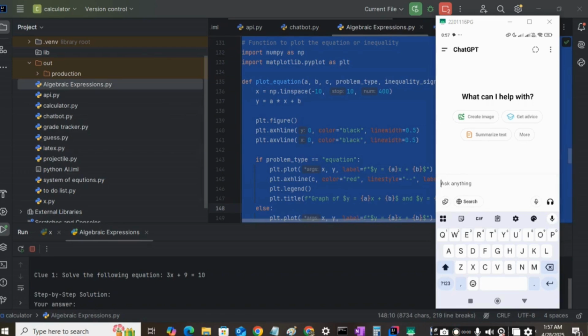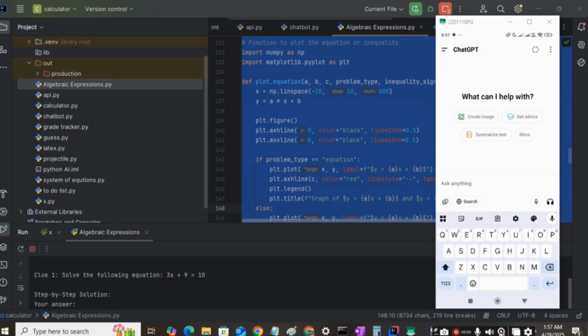Now this is just a beginner's course on algebra. Let me try to use modern technology in order to demonstrate to you how you can learn algebra. This is essentially algebra for beginners. Now let's try to use ChatGPT.